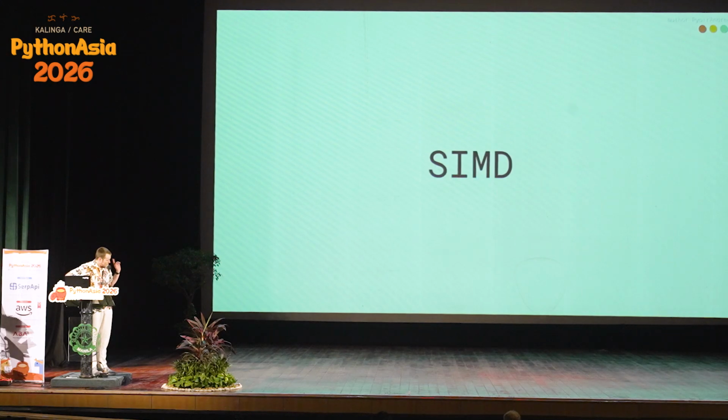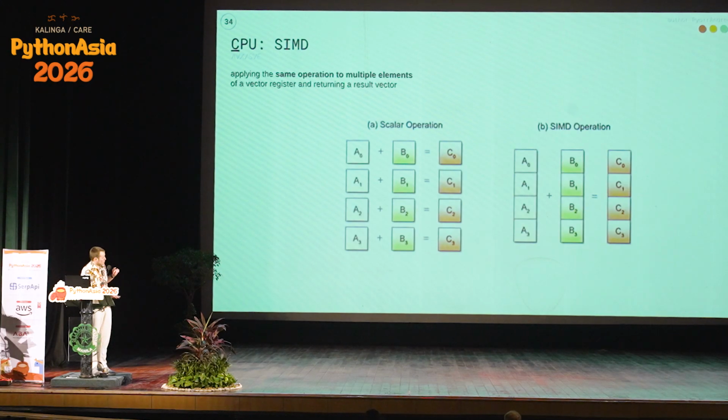SIMD, single instruction multiple data. For example, we have a bunch of data, and we need to apply the same instruction to each piece of data. For example, we have one vector and another vector, or it could be independent data, but the instruction is the same. We can do a first iteration, second iteration, third iteration, and so on. Or we can just store our data in specific registers, execute one instruction, and receive our result.